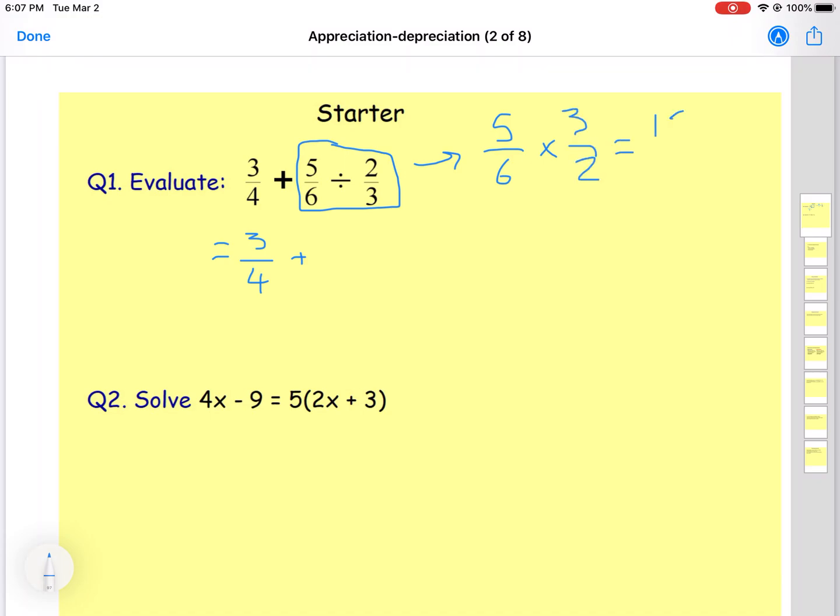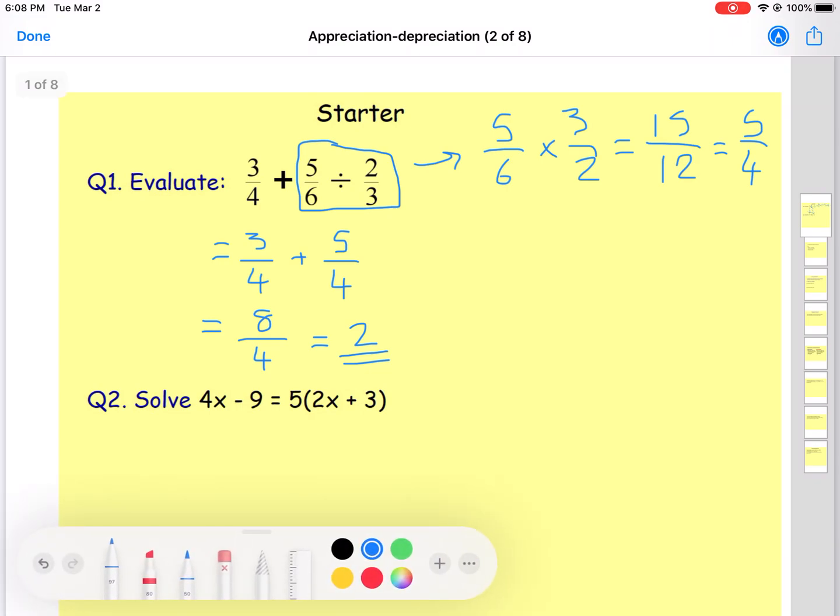That will give me 15 over 12, and if I simplify this, I'll get 5 over 4, and I can then substitute that back to replace that calculation. So that's 3 over 4 plus 5 over 4. That seems incorrect, but actually if I look at the calculations, it's okay. 3 plus 5 on the top there gives me 8 over the common denominator of 4. 8 divided by 4 gives a final answer of 2.